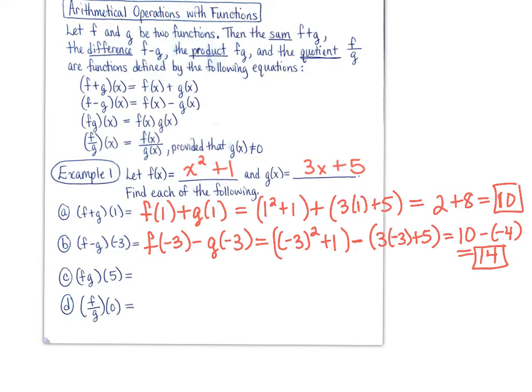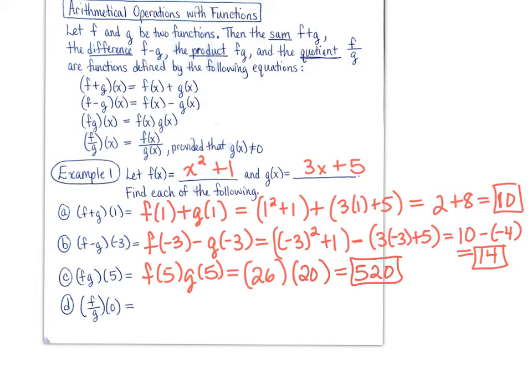f times g of 5, that's equal to f of 5 times g of 5. We're using the product rule. So f of 5 is what? Which is 26. Good. So it's 5 squared plus 1, which is 26. Then we're going to multiply that by g of 5. G of 5 is what? 20, right? Because you substitute 5 in here. 5 times 3 is 15 plus 5 is 20. And what is 26 times 20? 520. Good.